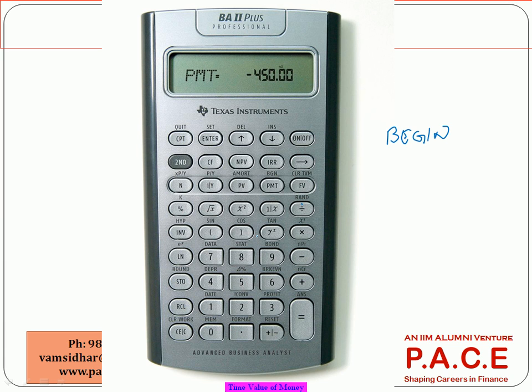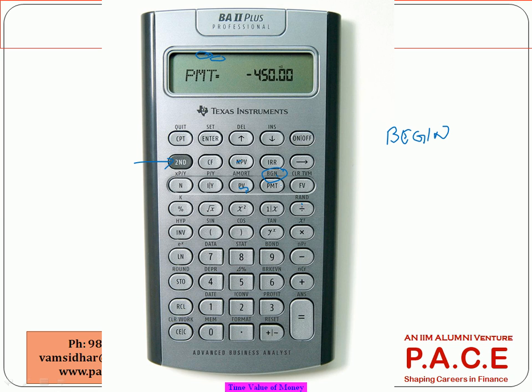By default, it will be in the end mode. You will see a small icon at the top. It will show something called END, which means it is by default applicable for a regular annuity kind of process. But if you set it to begin by clicking here, how do I click the begin part?